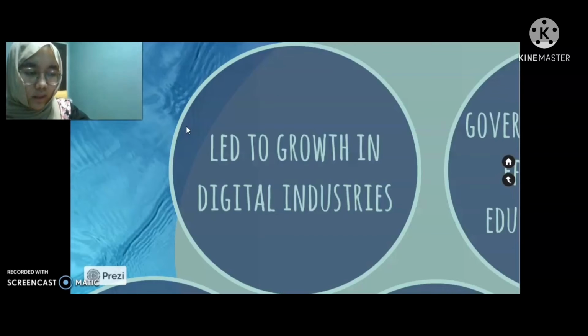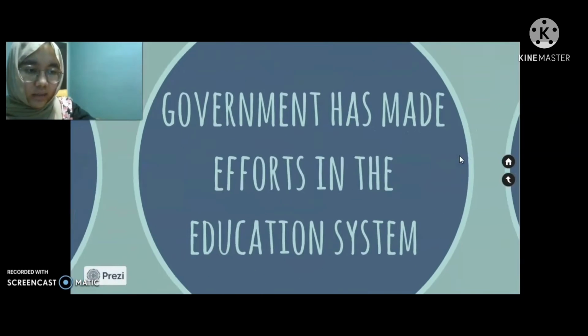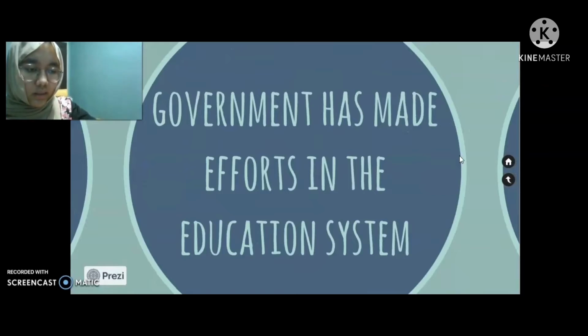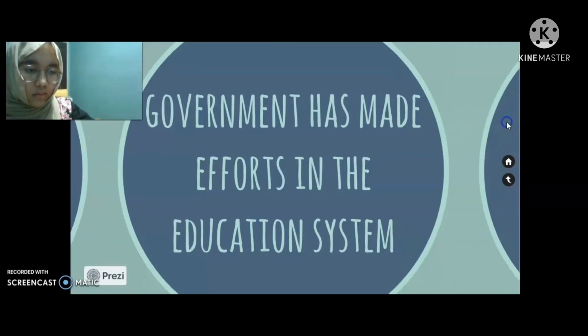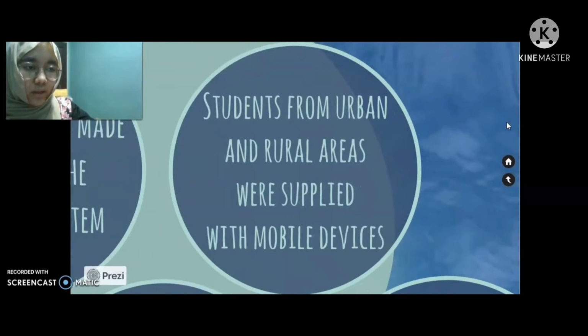This growth in the number of internet users led to growth in other digital industries such as e-commerce, mobile commerce, and digital advertising. Next, the government has made efforts in the education system through the implementation of computer tools and techniques, essential for all educational levels, from primary education to the end of studies. Students from urban and rural areas were also supplied with mobile devices such as personal computers, laptops, or tablets with the use of internet because of its advantages to improve lifestyle and provide electronic books and e-books to these students.